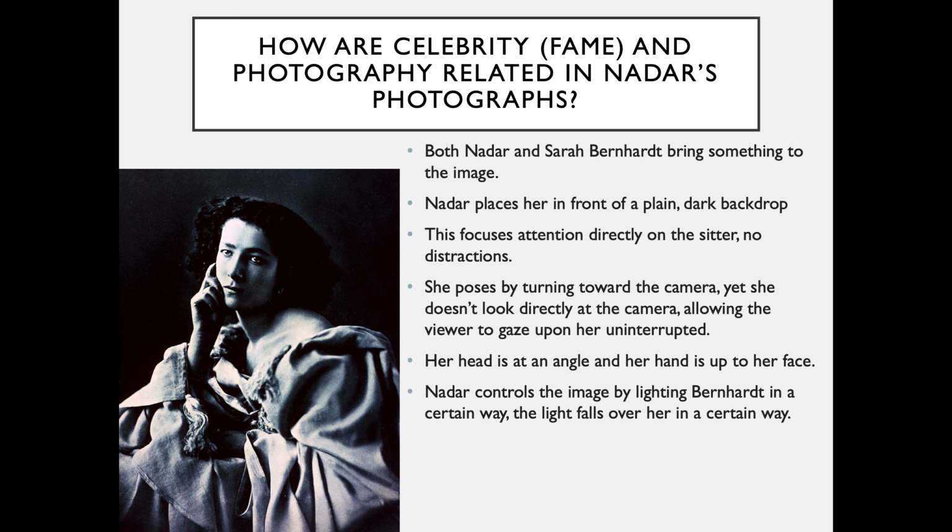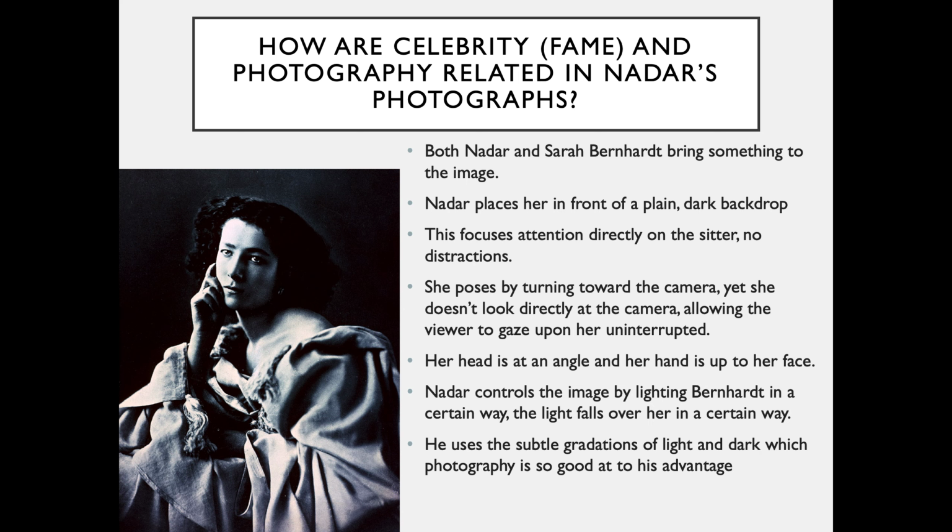Nadar controls the image by lighting Bernhardt in a certain way. The light falls over her in a certain way. He uses the subtle gradations of light and dark, which photography is so good at, to his advantage. And the other thing that he and she do very intentionally is that they drape her in a cloth, right? So she's really not dressed. She's not wearing a dress, but she's wearing something that's kind of wrapped around her body. And so that again allows the viewer to have a certain fantasy, right, that she's not wearing anything underneath that cloth.